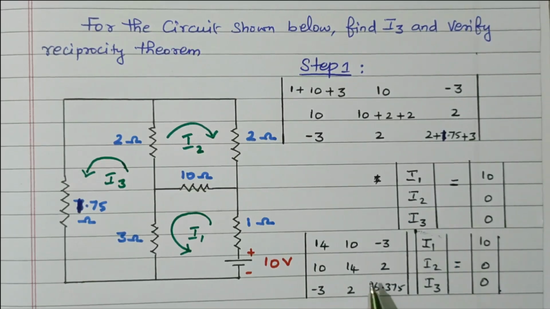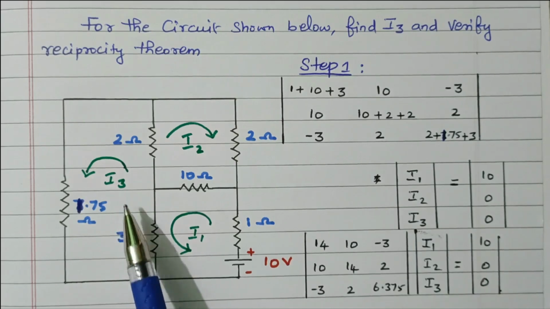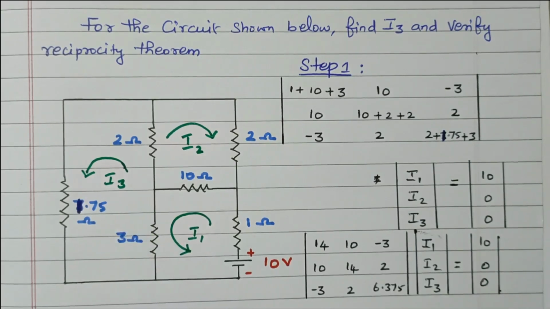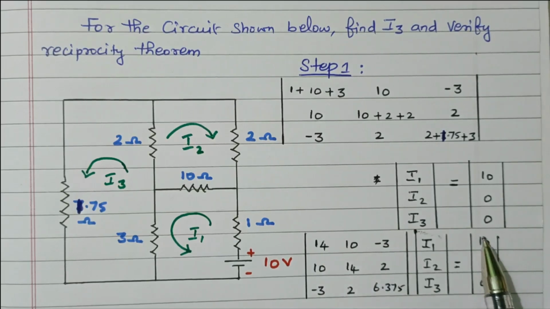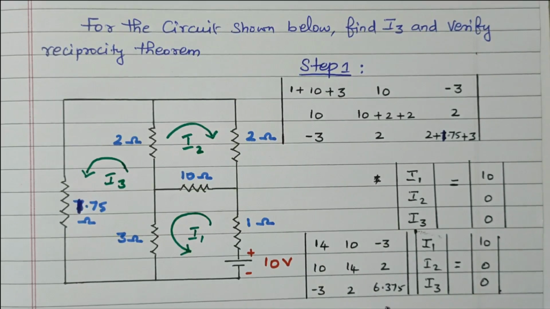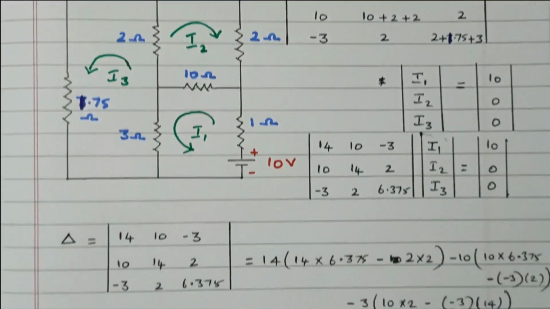This matrix is framed: the R matrix, the I matrix and the voltage matrix. Our aim is to find the I3 value. So we will find the delta value and delta 3, so that I3 equals delta 3 divided by delta. This is the delta value. By replacing the third column with the voltage matrix, we get delta 3. If we replace the first column, delta 1, second column, delta 2, third column, delta 3. We need only I3, so we will find only delta and delta 3.